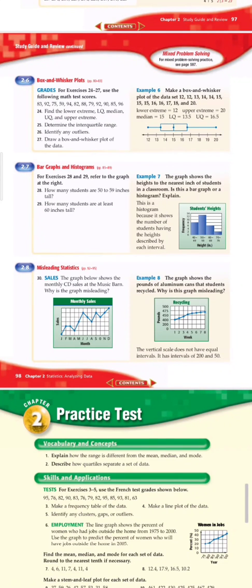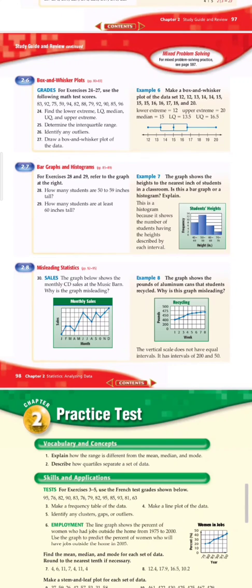Box and whisker plot. For exercises 24 to 27, use the following test scores. 24. Find the lower extreme, lower quartile, median, upper quartile, and upper extreme. 25. Determine the interquartile range. 26. Identify any outliers. 27. Draw a box and whisker plot of the data.